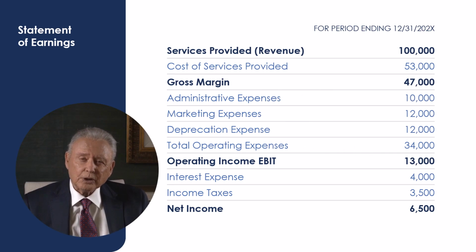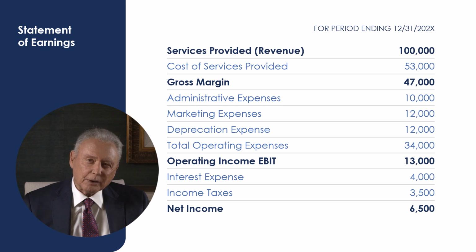Here in our example, revenue is the amounts billed to a customer for services rendered. Cost of services provided is the expense incurred directly to provide said services. Expenses are costs incurred to generate revenue. In our example, cost of services provided were $53,000 to generate revenue of $100,000. The $53,000 were direct costs.